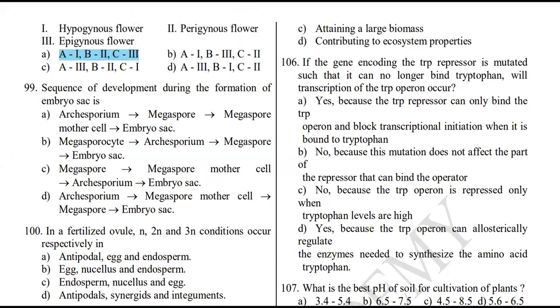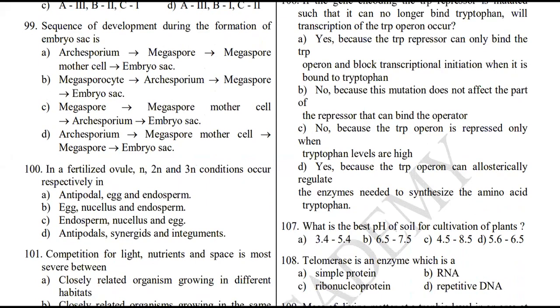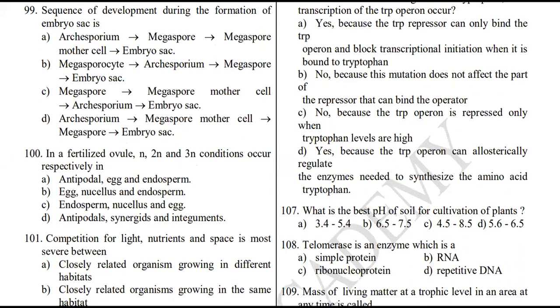Yes. The next question: the sequence of development during formation of the embryo sac is given here. So we have to understand how an embryo sac is actually formed. Let's write this. There's going to be the archesporium, which is a female reproductive part, and inside the archesporium there's going to be the megaspore mother cell. Even for the microspore mother cell we write MMC, but please remember mega means larger. Usually the female gametes are going to be larger.